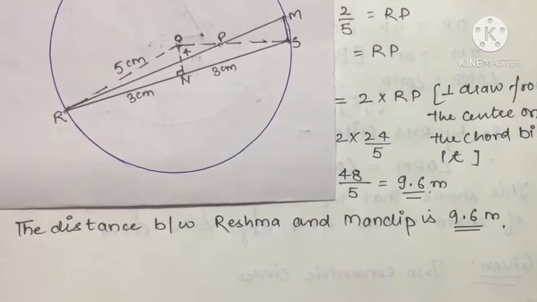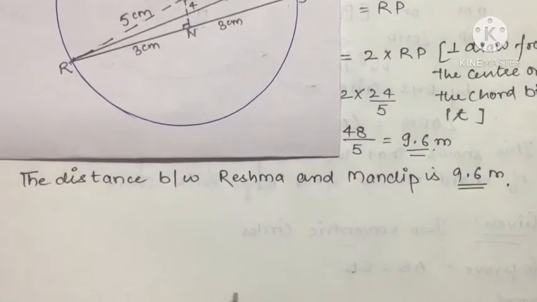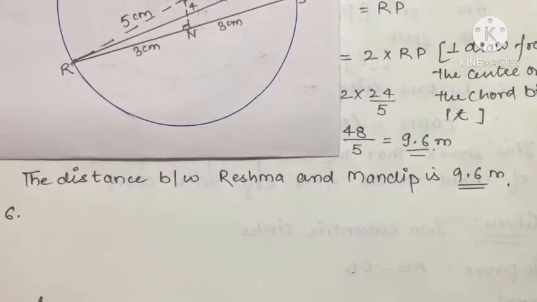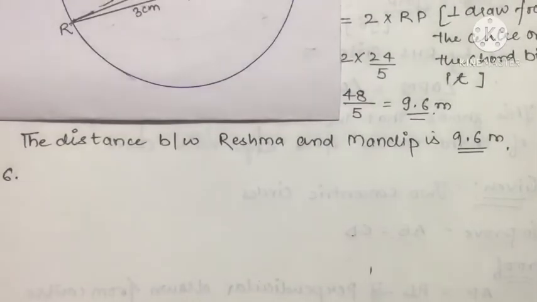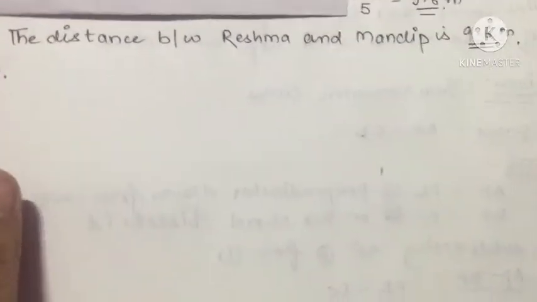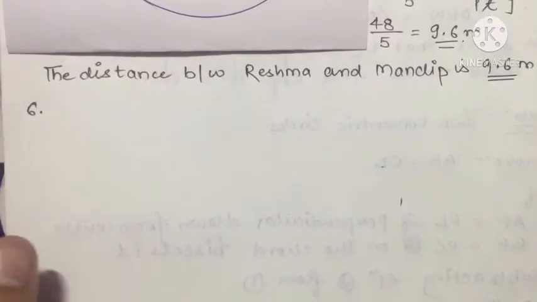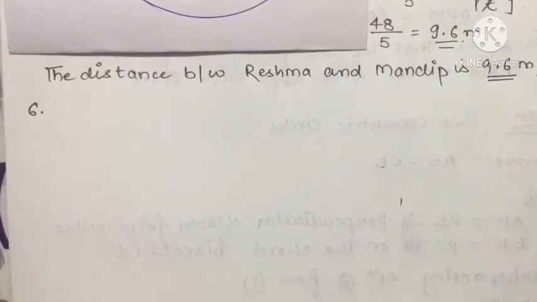Okay, let us proceed to the next question and the last question of this exercise, that is question number 6. A park is in the shape of a circle. A circular park of radius 20 meter is situated in a colony. 3 boys, Ankur, Sayyid and David, are sitting at equal distances on its boundary, each having a toy telephone.